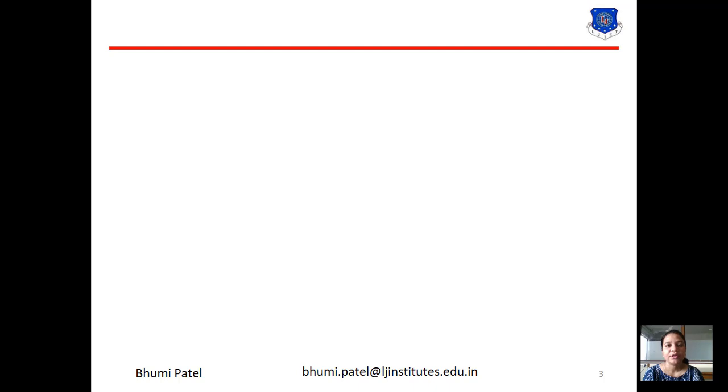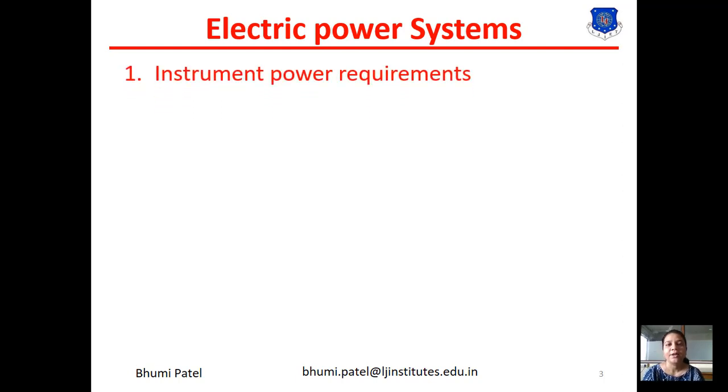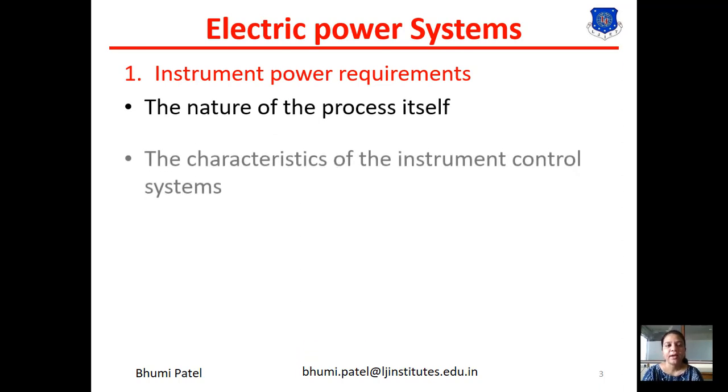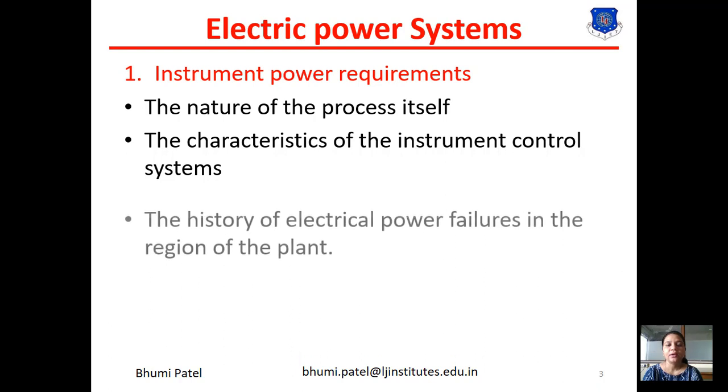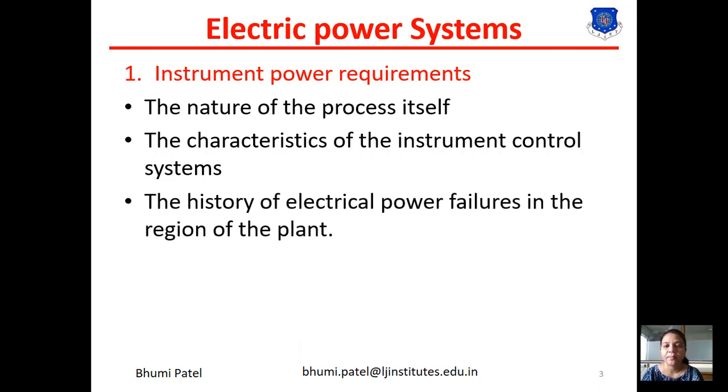Now today we are going to discuss the different electrical power systems used in control panels. First of all, the instrument power requirement. We use different instruments in a control panel, so the power requirement of the instruments is different. The first requirement is the nature of the process itself. The second is the characteristic of the instrument control system, and the third is the history of electrical power failure in the region of the plant.